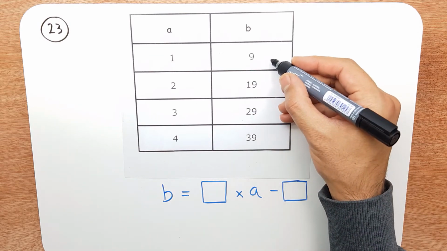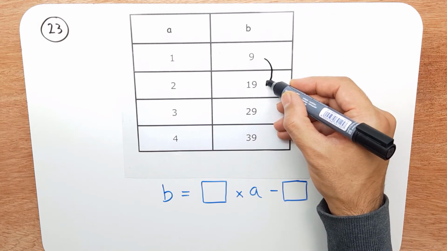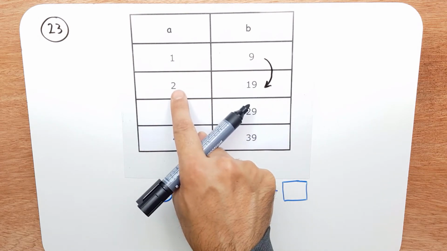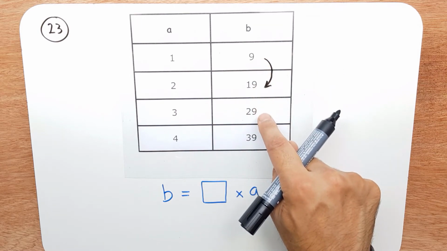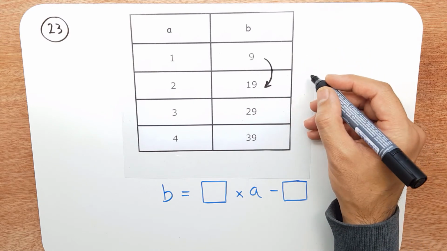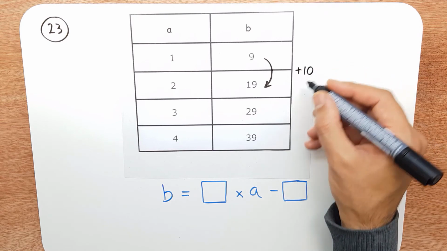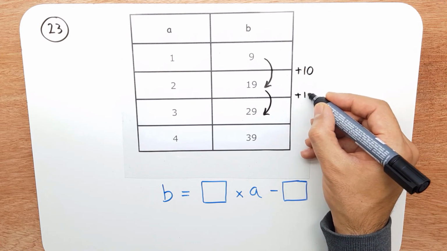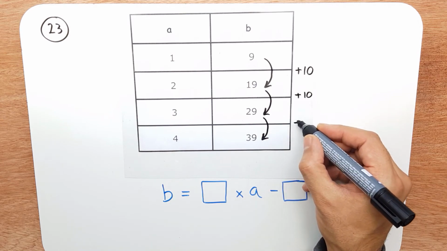Now with this sort of question, what you can do is look at the difference between each term. So if that's your first term, that's your second term, third term, fourth term, and it has a value of 9, 19, 29, and 39. What's the difference between there? I can see we're adding 10. And from there to there, I can see we're adding 10. And again, from 29 to 39, we're adding 10.